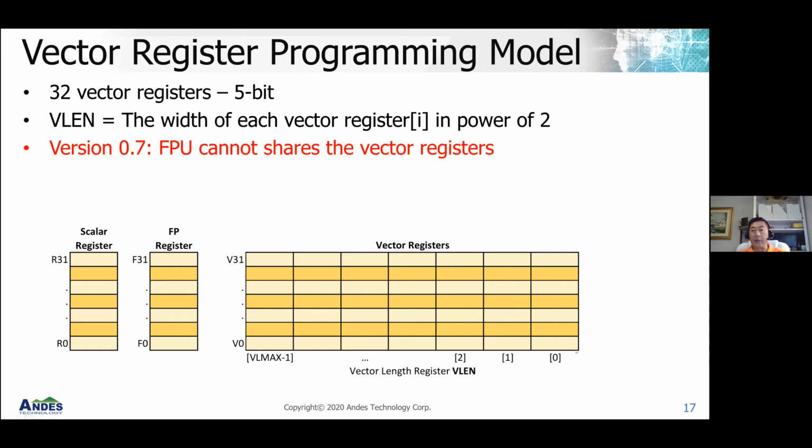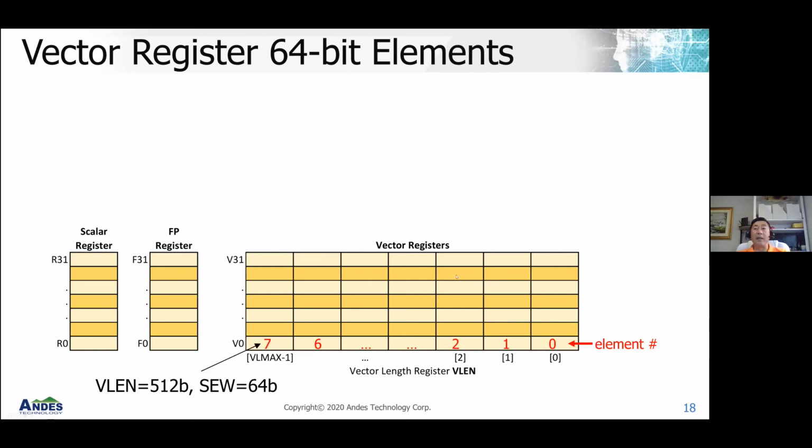And for the vector, the elements start from 0 to the maximum number of elements, depending on the width of the element. So if you have a 64-bit element, then there will be 8 elements from 0 to 7. And then for 32-bit, they go from 0 to 15. For 16-bit, they go from 0 to 31. And again, for the 8-bit element, it goes from 0 to 63.